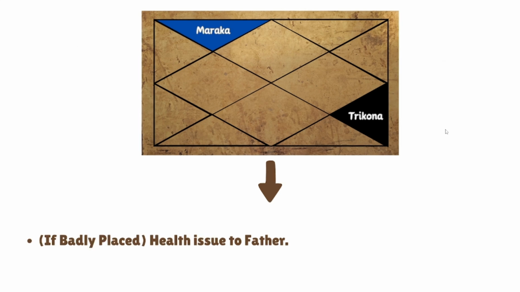Now, the ninth house is a part of the trikona, the most auspicious houses, and the second house along with the seventh house are called the maraka houses. Now if this trikona lord is not well placed in the maraka house and there are afflictions, then there is a possibility of health issues to the father, because the ninth house shows one's father.